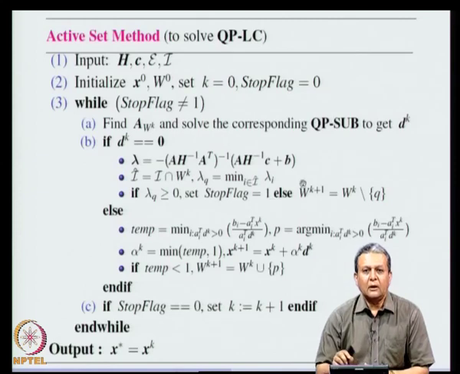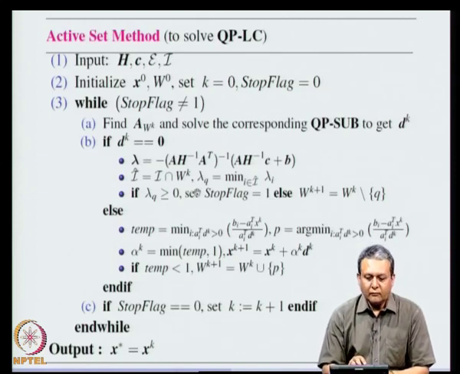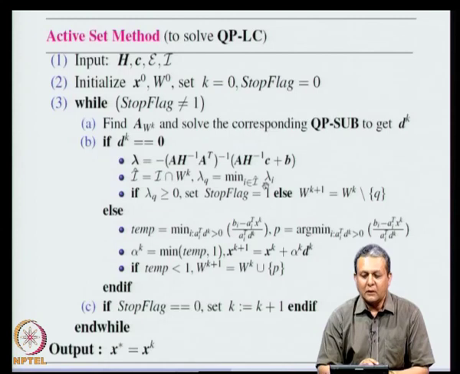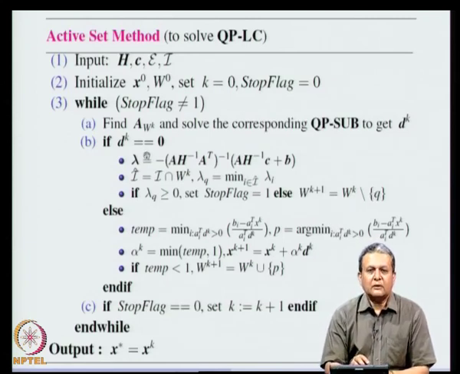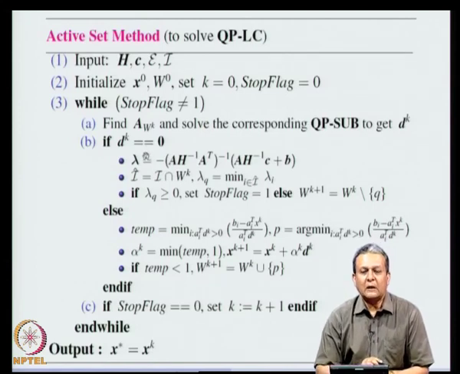Otherwise, the index q corresponding to which the lambda value was minimum, that constraint is removed. So, the active inequality constraint for which the lambda was the least and was negative gets removed from this working set. Now, if d is not 0, that means we have got a direction d along which to move.